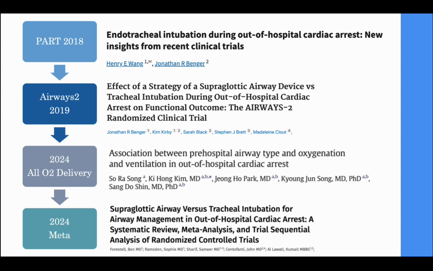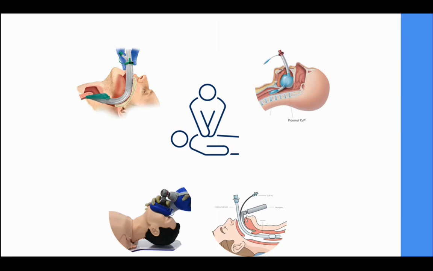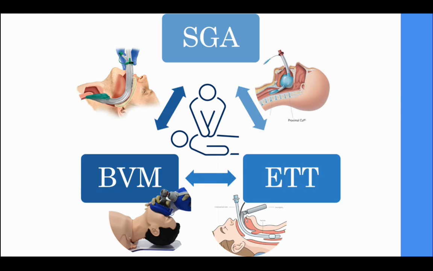Also this year, they published a meta-analysis looking at supraglottics versus tracheal intubation. They looked at a whole bunch of controlled trials, including PART and Airways-2, I believe, that just kept reinforcing the same take-home. In out-of-hospital cardiac arrest, it doesn't matter if you intubate or use a supraglottic device. Focus on the things you know that matter, like high-quality CPR and early defibrillation. Otherwise, it is dealer's choice.